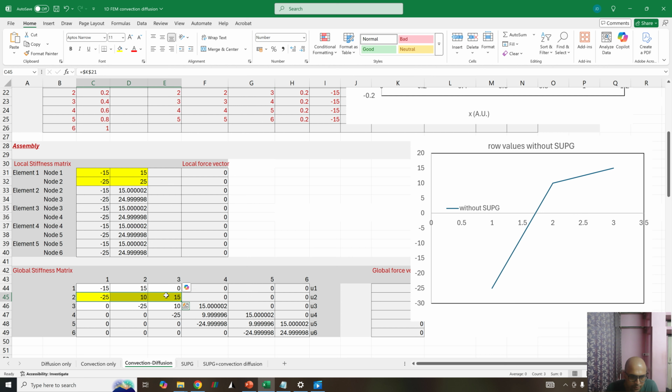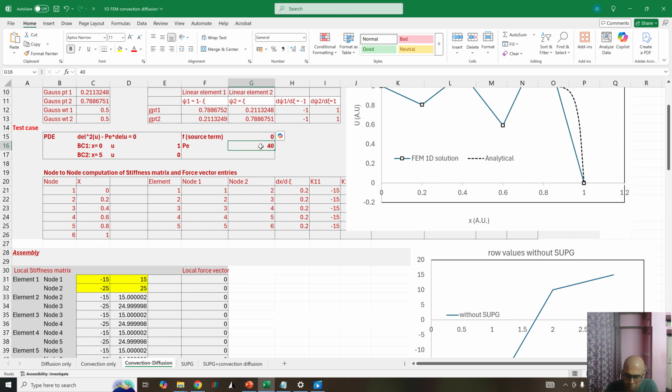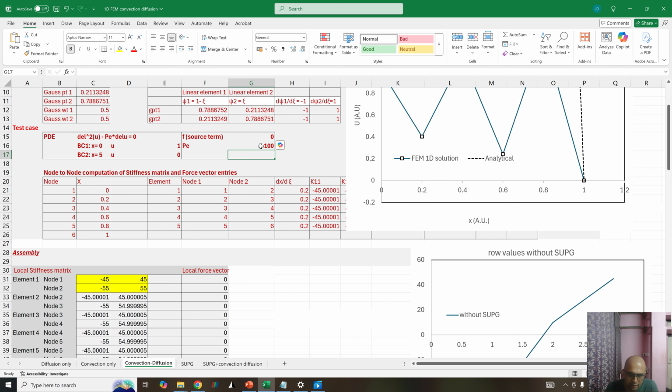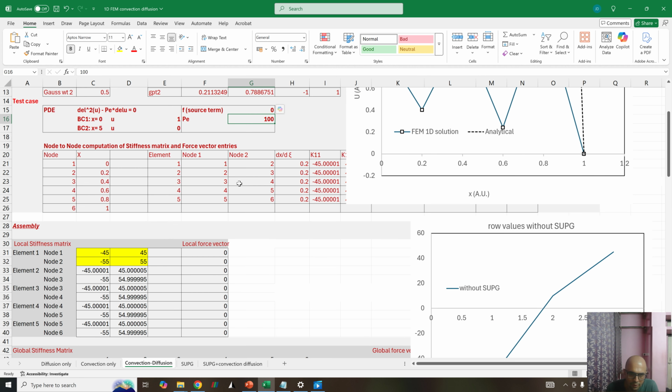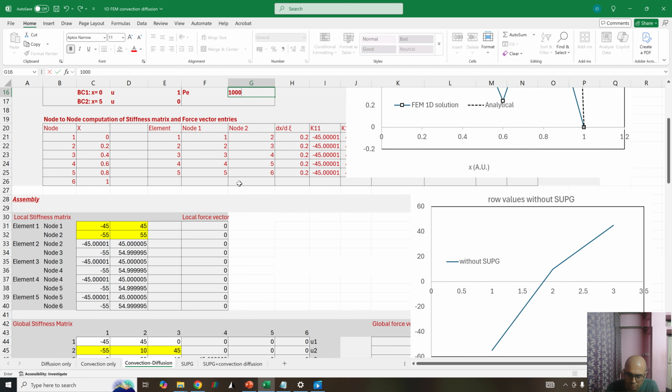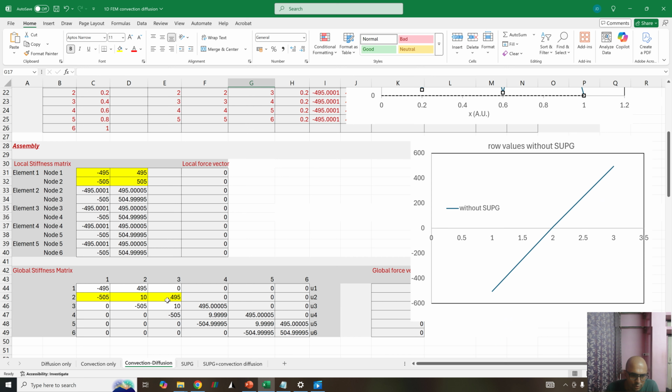These three terms. You can see that the diagonal is not dominant in the convection diffusion case. This is 15 and this is 10, right? So the diagonal has lost its dominance. And if I take a higher Peclet number, this increases even more. Now the diagonal has become really small. So one of the ideas to solve this is called upwinding.